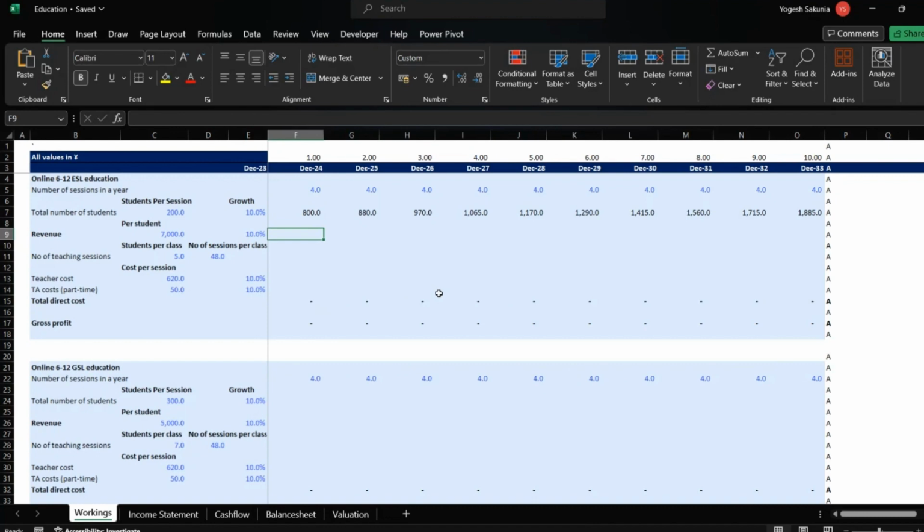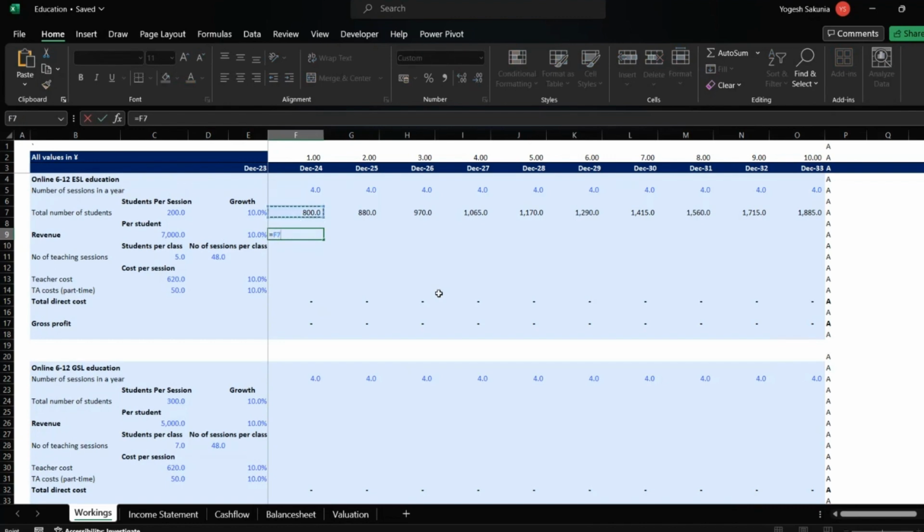Next is to calculate the revenue. Okay, so it is basically the number of students multiplied by the fees per student, again multiplied by 1 plus the growth rate, right? So every year the fees is going to grow by 10%, power number of years minus 1, right?